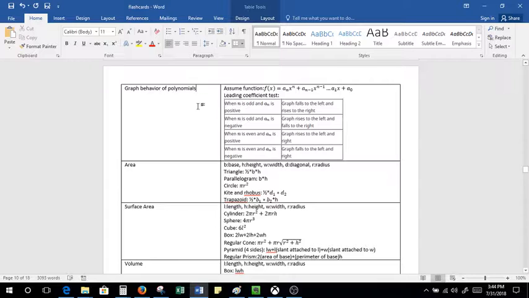Next, we're going to look at the graph behavior of polynomials, assuming, again, this definition of a polynomial up here. When n is odd and an is positive, the graph falls to the left and rises to the right. When n is odd and an is negative, the graph rises to the left and falls to the right. So this is giving you the end behavior that you're seeing from these functions.